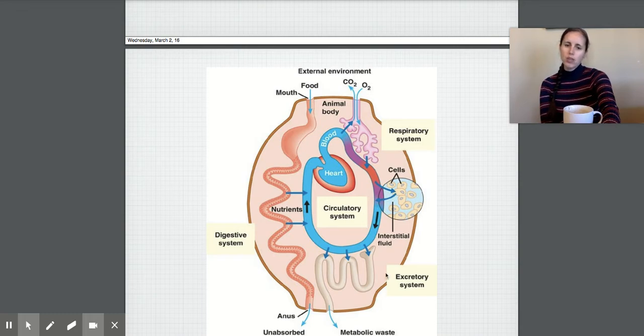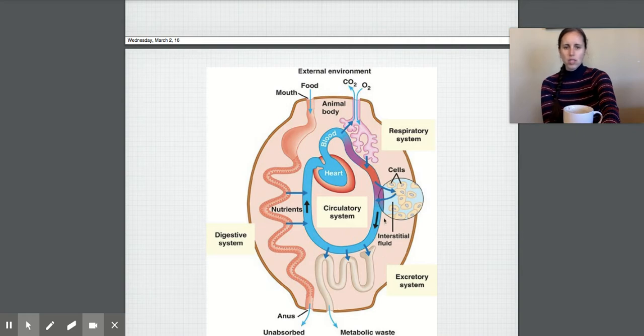And then in grade 12, you're going to talk more about the excretory system. The excretory system is a way that you can get rid of waste within your body, in the form of liquid waste or urine. So overall, you can see that these three major systems are all linked by the circulatory system.